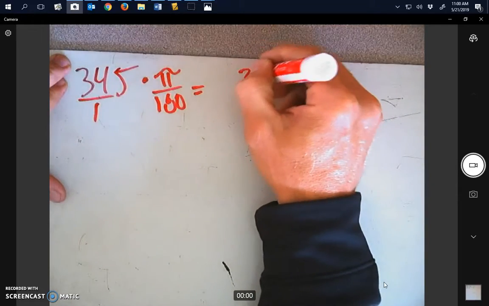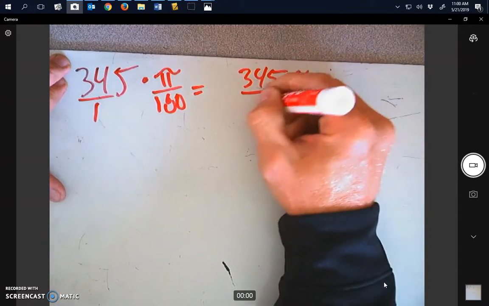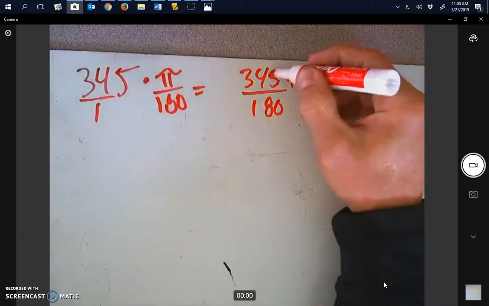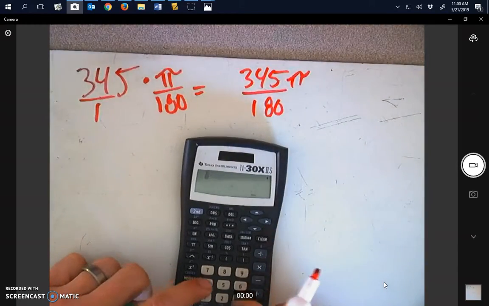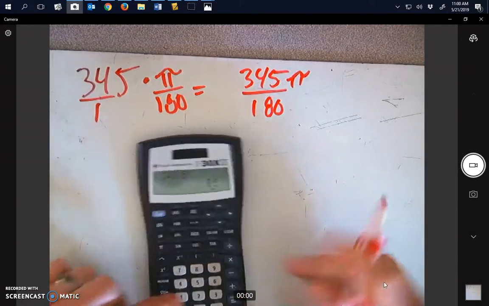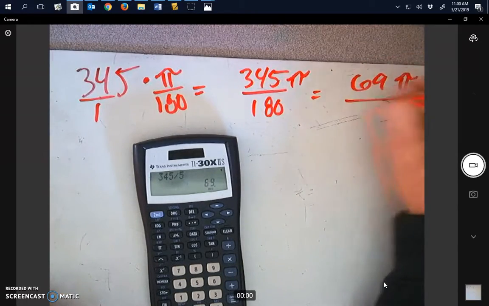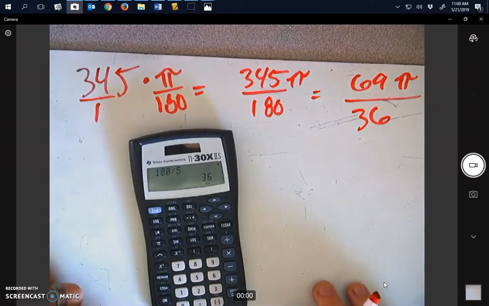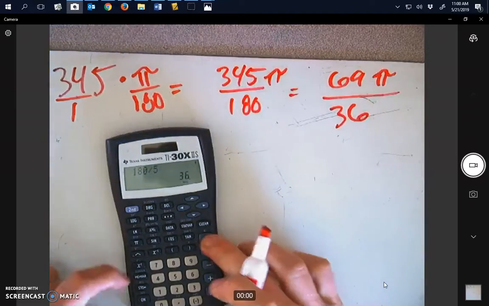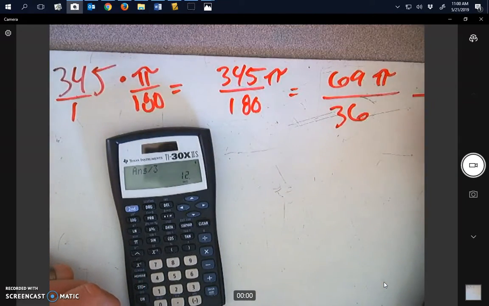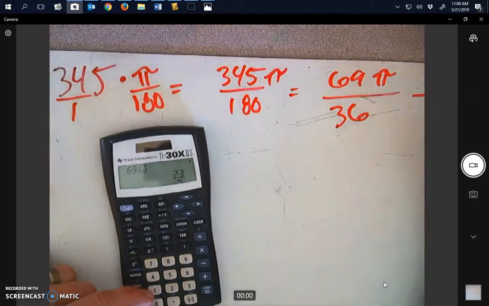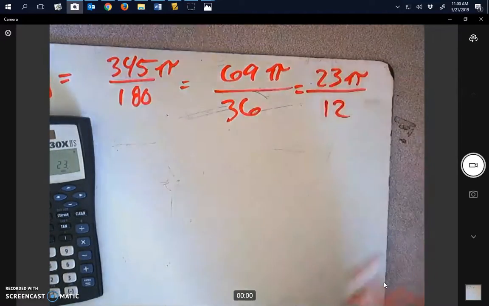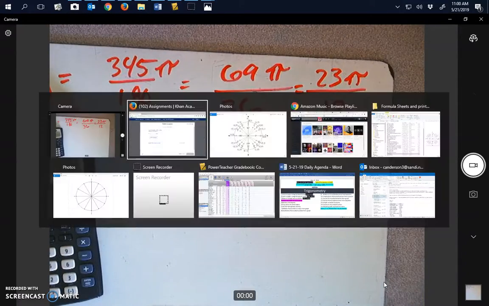So we get 345 pi over 180. Now, how to simplify this? We can't pull a 10 out, but I know I can pull a 5 out. So I'm going to divide both by 5 right away and see what we end up with. 345 divided by 5, we get 69 pi. And 180 divided by 5, like we just did, is 36. Okay, so looking at both of these, I'm pretty sure I can pull a 3 out of both. So I'm going to divide 36 by 3, I get 12 in the bottom. And 69 divided by 3, I get 23. And 23 is a prime number, so we are done. So 23 pi over 12 is our answer.